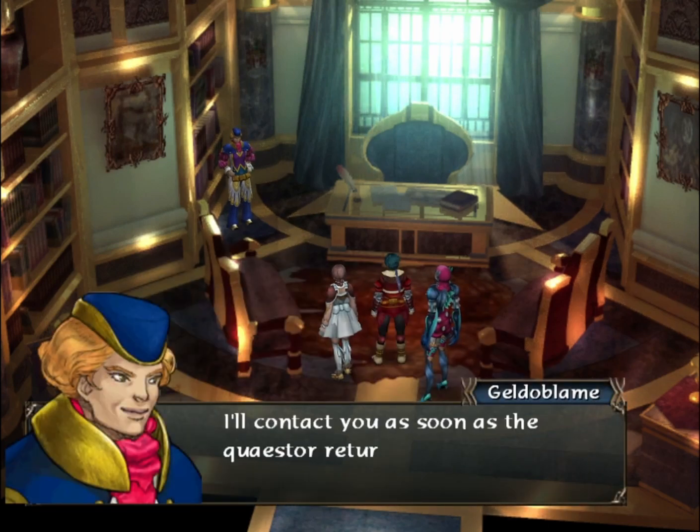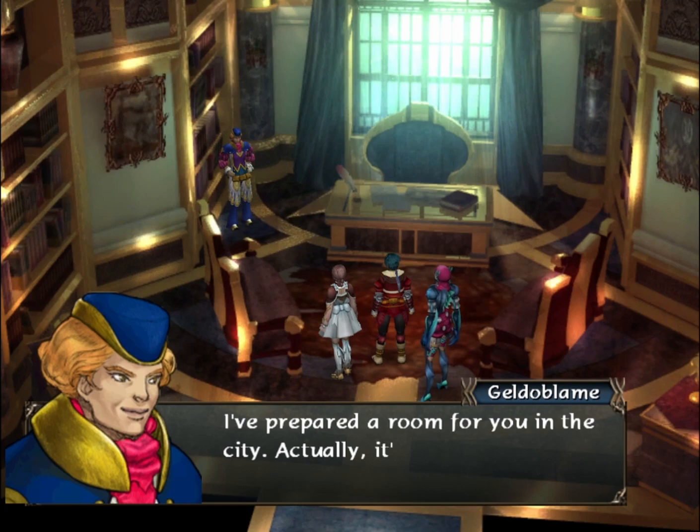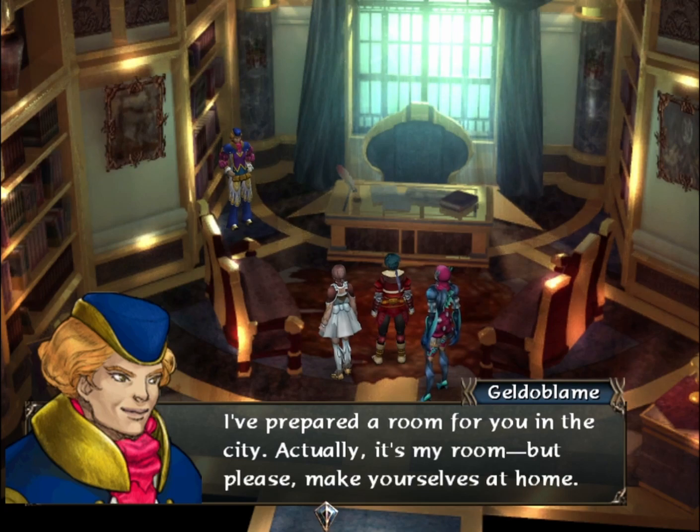I'll contact you as soon as the Quaestor returns. Try to get some rest in the meantime. I've prepared a room for you in the city. Actually, it's my room. But please, make yourselves at home.